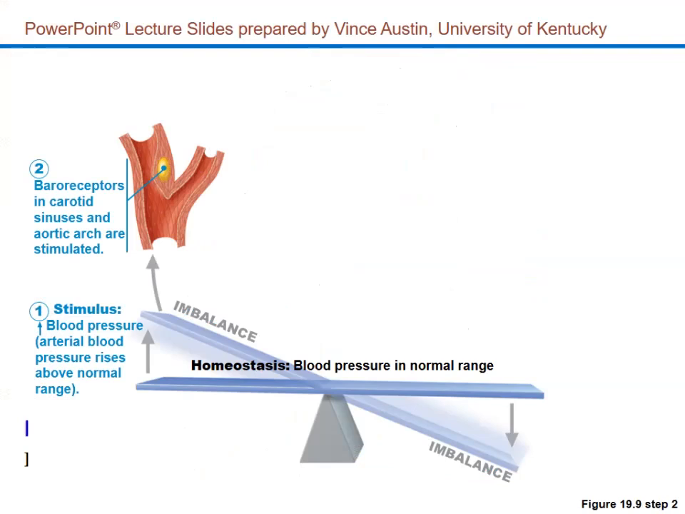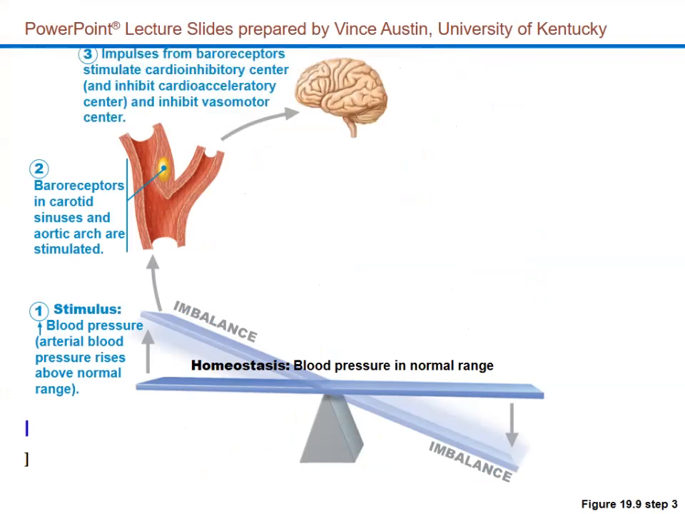So first of all, it's regulated. This is a lot to take in for tonight. That's what I'm saying, come back to it. So high blood pressure is our stimulus, right? The arterial blood pressure rises above normal, of course. It's sensed here in the baroreceptor. Sent where? To the vasomotor center.